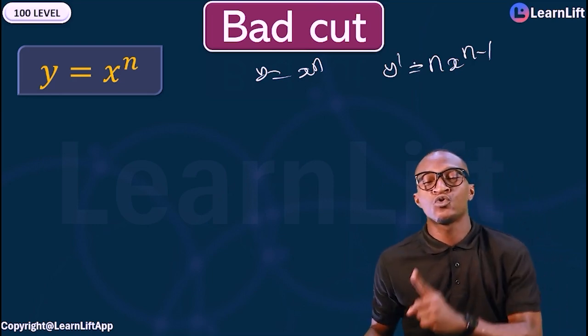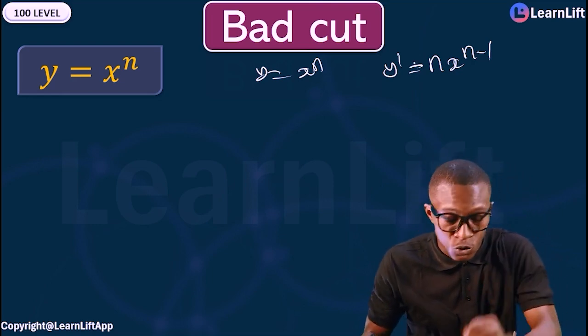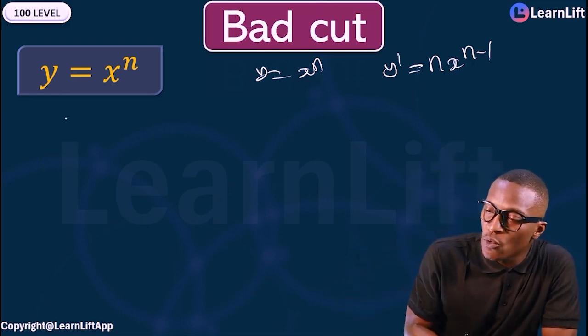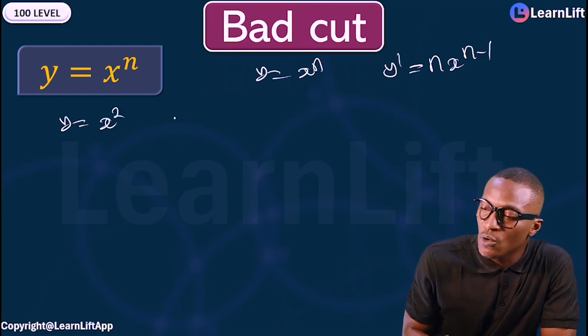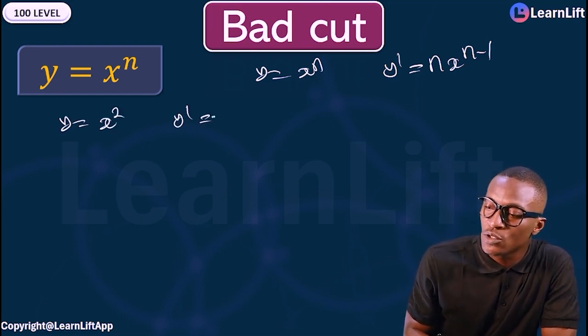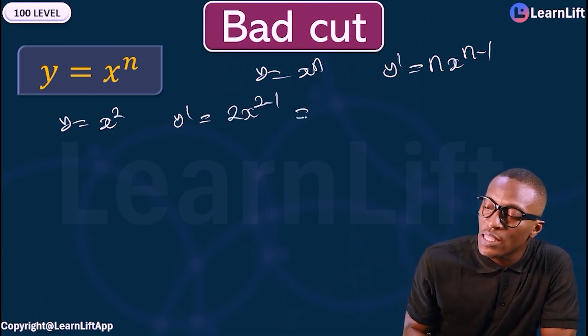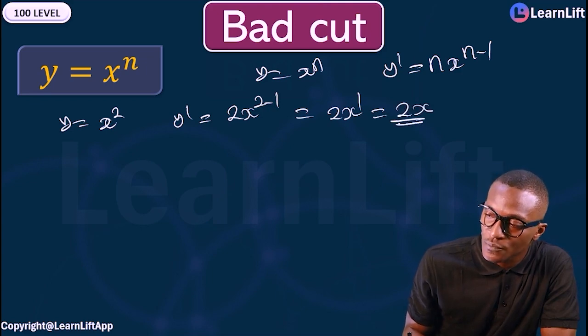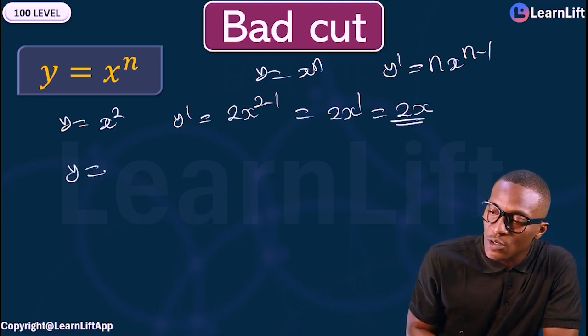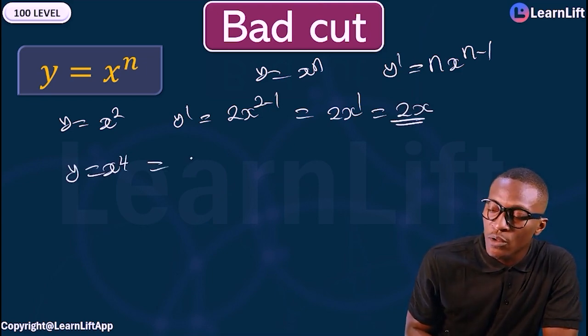Multiply the power by the function, subtract 1 from the power. Let's say, for example, we have y is equal to x squared. What will be y prime now? Multiply the power by the function, that's 2x raised to power 2 minus 1. That will give me 2x raised to power what? 1, which is simply 2x.